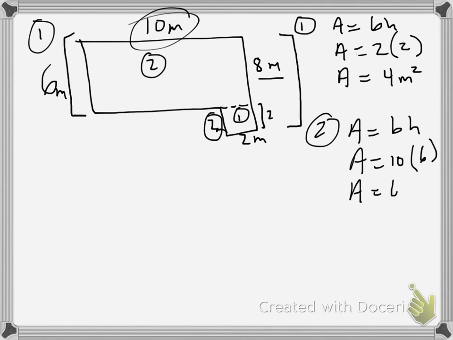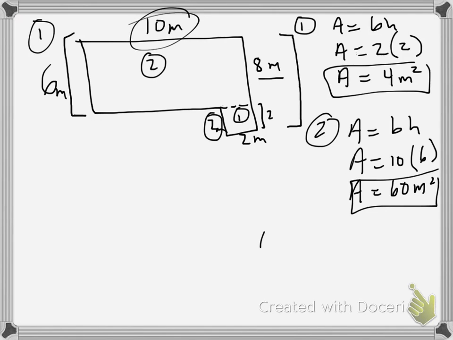10 times 6 is 60 meters squared. So I can just add the area of my first shape to the area of my second shape. 60 plus 4 is 64. So I know the area of the total shape is 64 meters squared.